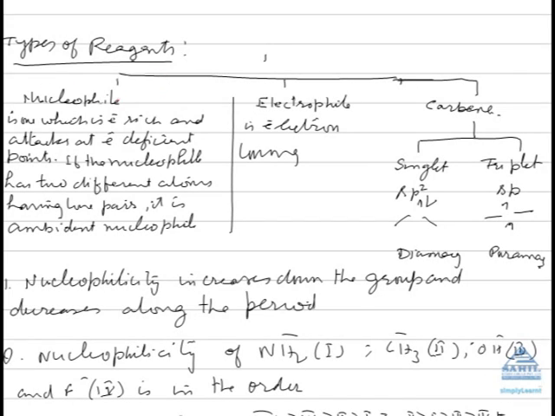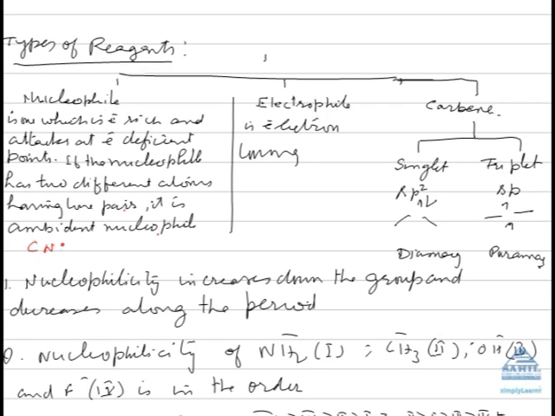Types of reagents. The reagents can be classified as nucleophile, electrophile and carbene. Nucleophile, as the name indicates, means nucleus loving. That is to say, the one which is electron rich and attacks at electron deficient points. If a nucleophile has two different points of attack, that is, at two different atoms the lone pair of electrons is present, then it is called an ambident nucleophile.